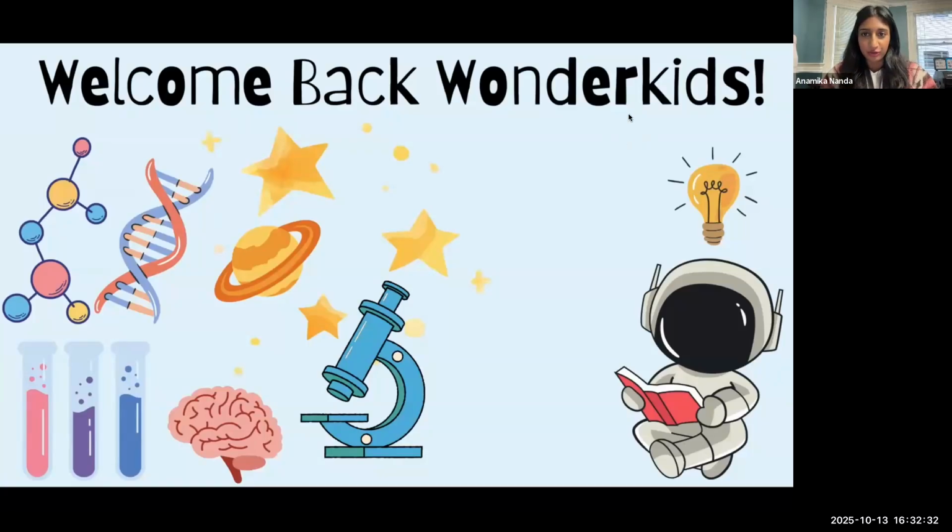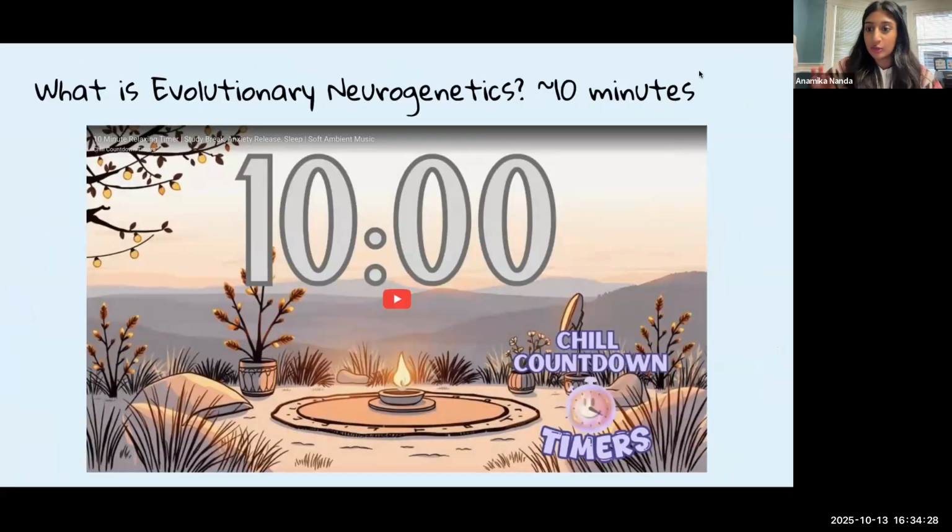Today we'll be going over DNA. What is DNA? Last week we covered what DNA is. So this week we're going to be learning what DNA does, what natural selection is, and how certain traits can be better adapted in different environments. We're going to do our pre-test to see what you know right now about evolutionary neurogenetics.